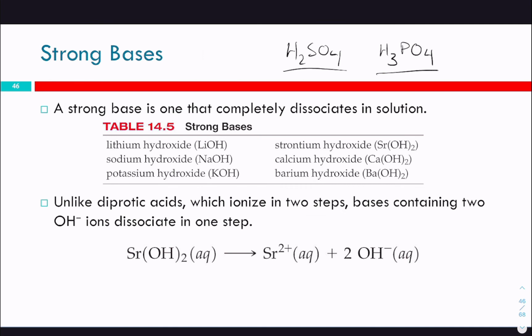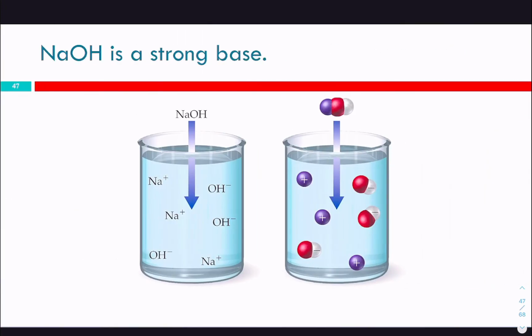Bases are not like that, though. These, when they go into solution, will completely dissociate at the same time. So it'll lose both of those hydroxides simultaneously. So something like strontium hydroxide is going to give us two hydroxide ions in solution. All right, so visual, this dissociates, and this would be the sodium, and then our hydroxides from those sodiums.